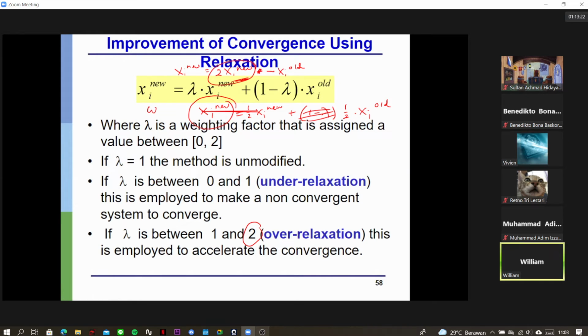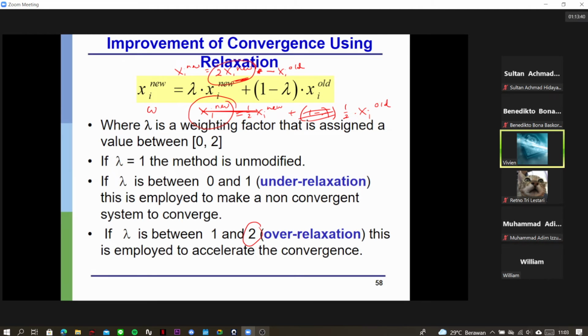Okay, ma'am. I think it's very clear. Thank you. And you were asking about over relaxation, if I'm not mistaken? Just before this question, ma'am, I wanted to make sure about the weighting factor. Oh yeah, you can use any value. It's free.